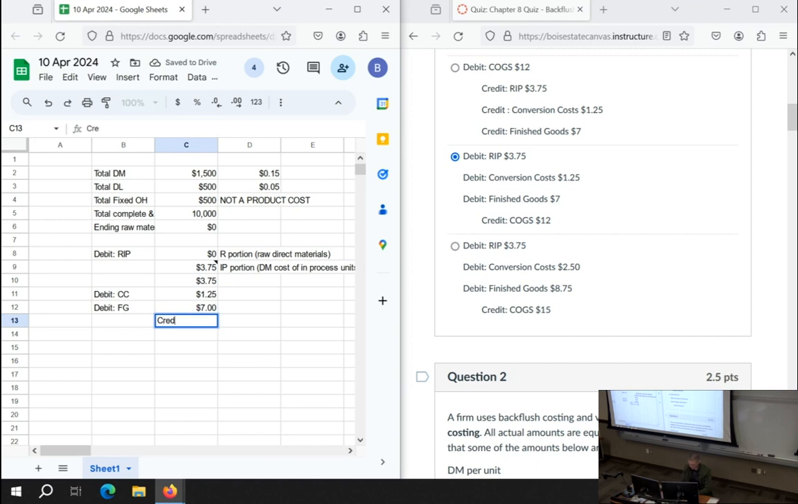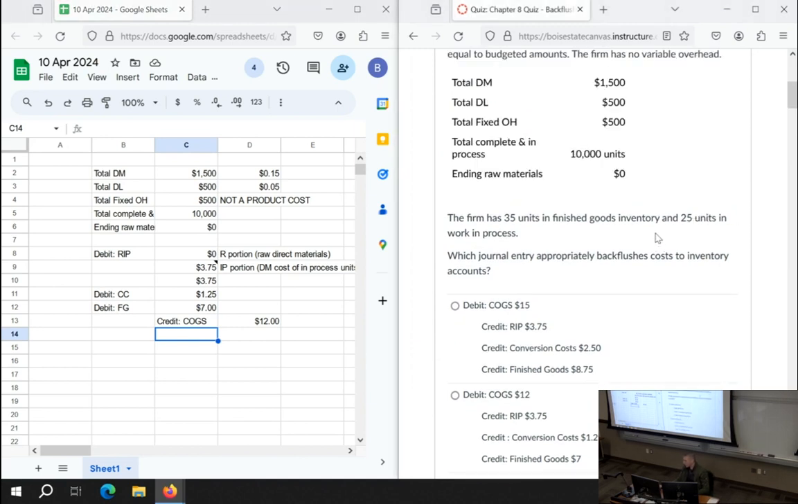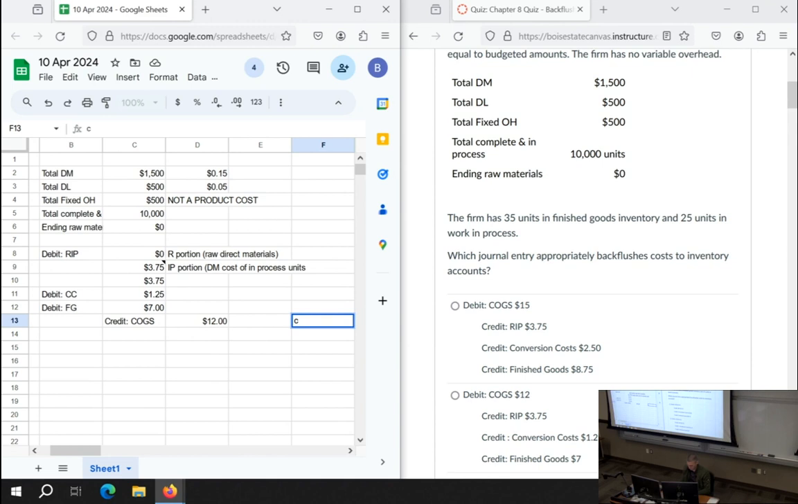And then our credit to cost of goods sold is going to be the sum of our debits. Just honestly, we're trying to get a plug number here sometimes. These are the calculating numbers. This is our plug number. If you prefer, you can calculate the COGS number. We'll do a little check figure right here.